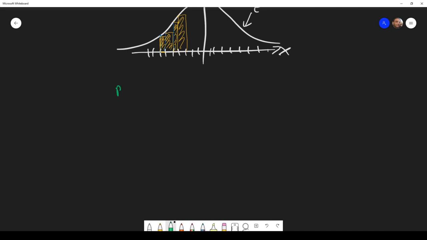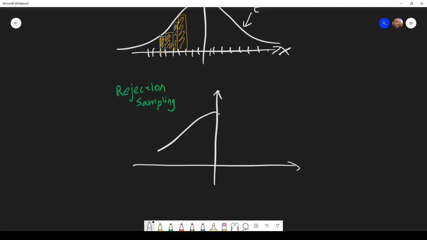Another way that you can do this is with rejection sampling. Now, rejection sampling is a Monte Carlo method, which means that you use random draws from some distribution. So once again, we have the function that we are looking for its integral. And in rejection sampling, you use another distribution that you know and that you can calculate its integral. And using that distribution, you try to bound the integral that you're looking for. You try to bound the function.